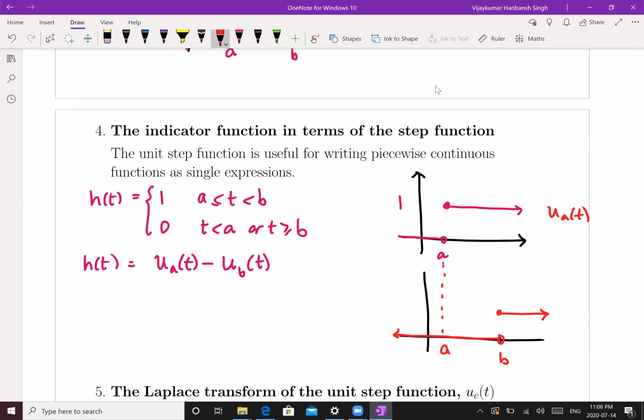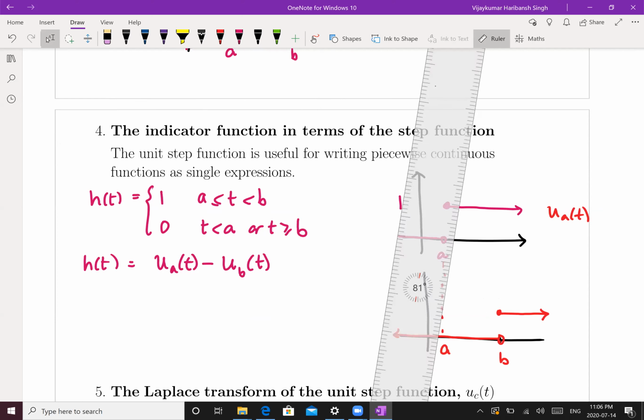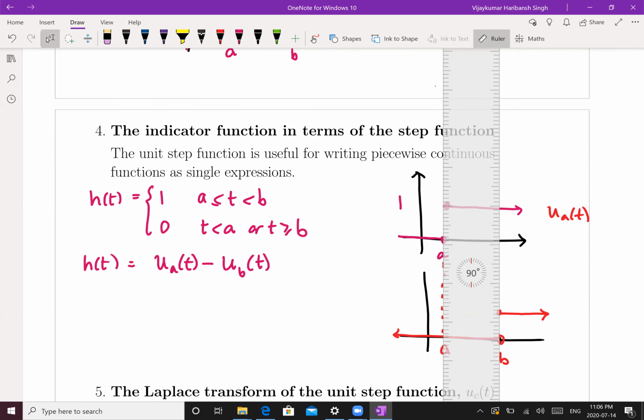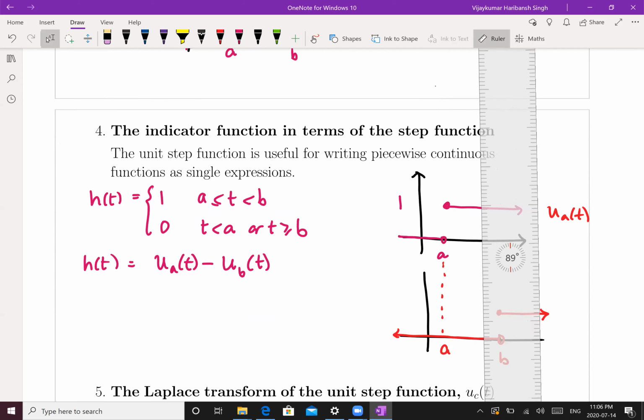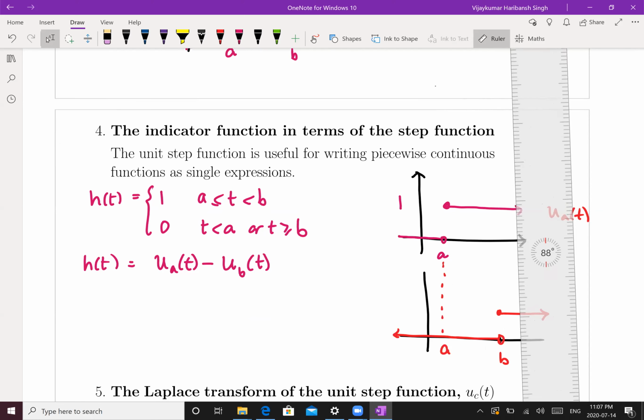The idea is that when you do u a minus u b, you start from u a. So it's all the way 1 here, 1, 1, 1, 1, 1. But at b, it becomes 0, and thereafter it becomes 0 as well. Therefore, you can see that this is what u a minus u b is.